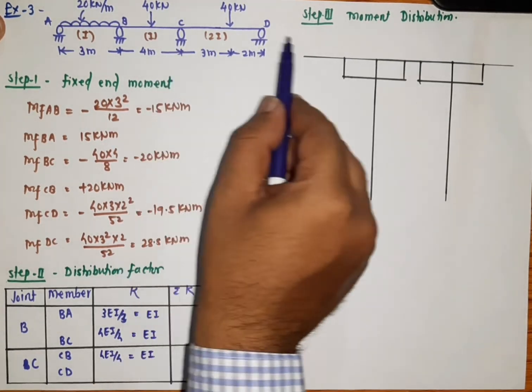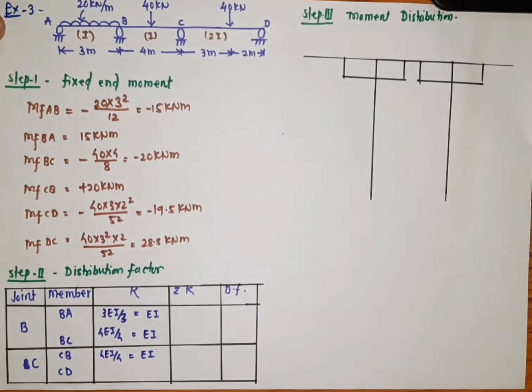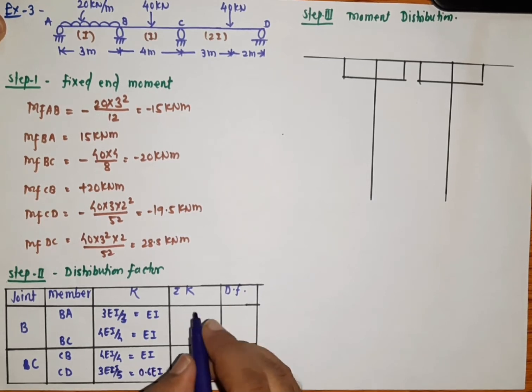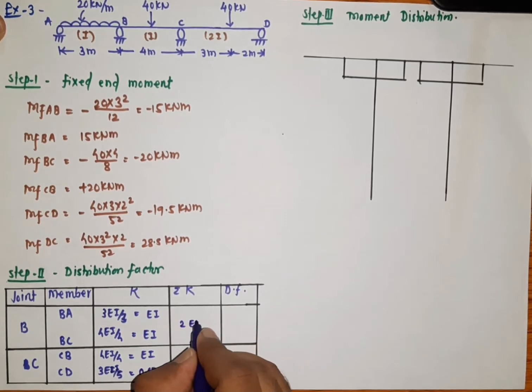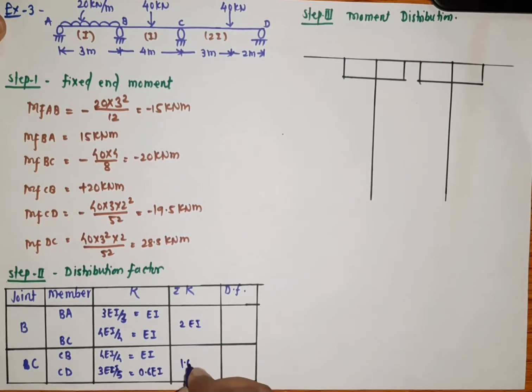And CD, where D will be roller as it is because it is an end support. That's why it will be 3EI by L, where L is 5. Ultimately here I is 2I, therefore E into 2I divided by 5, it will be 0.6EI. Now when we add this, we will get 2EI and 1.6EI.